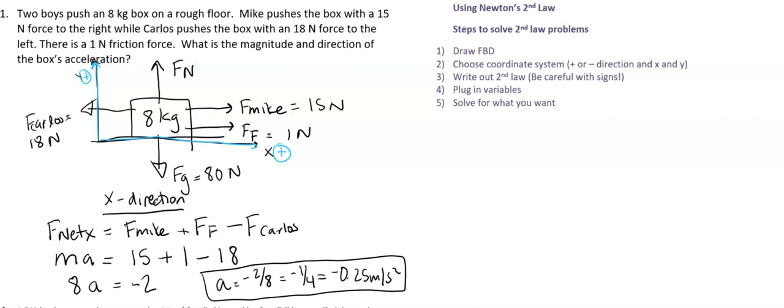And that checks out. We know the box is accelerating to the left, and the left-hand direction we decided was the negative direction, so that acceleration makes sense.